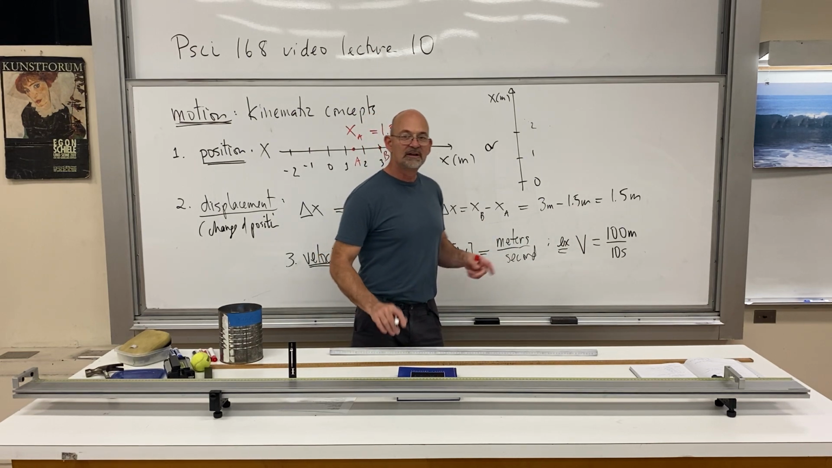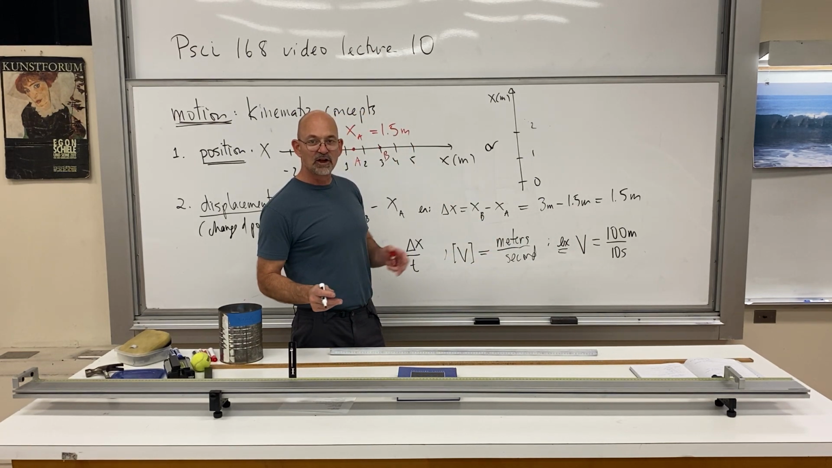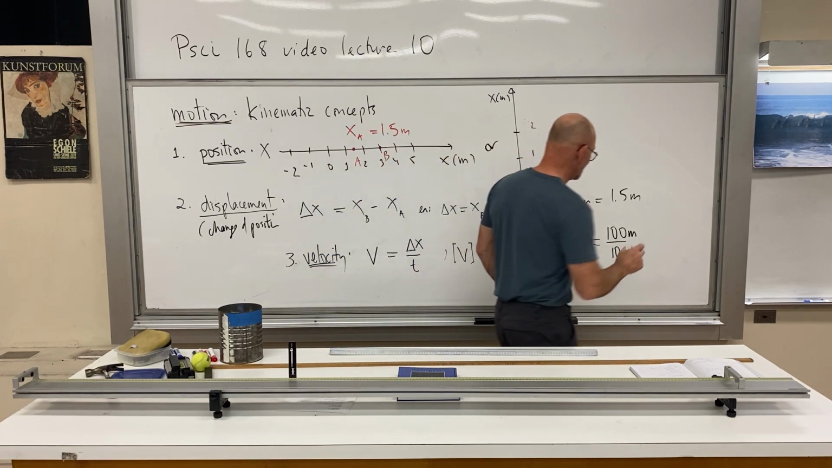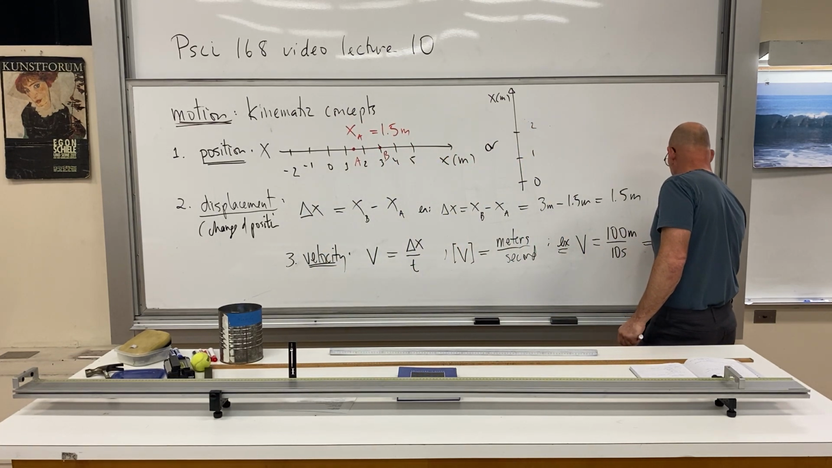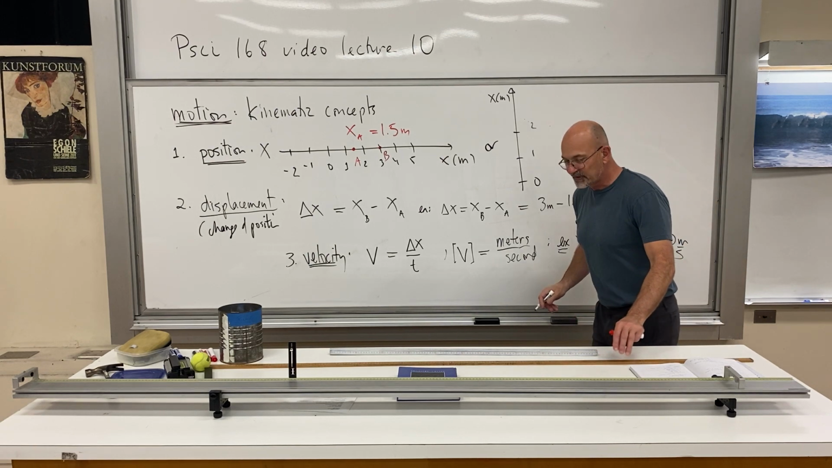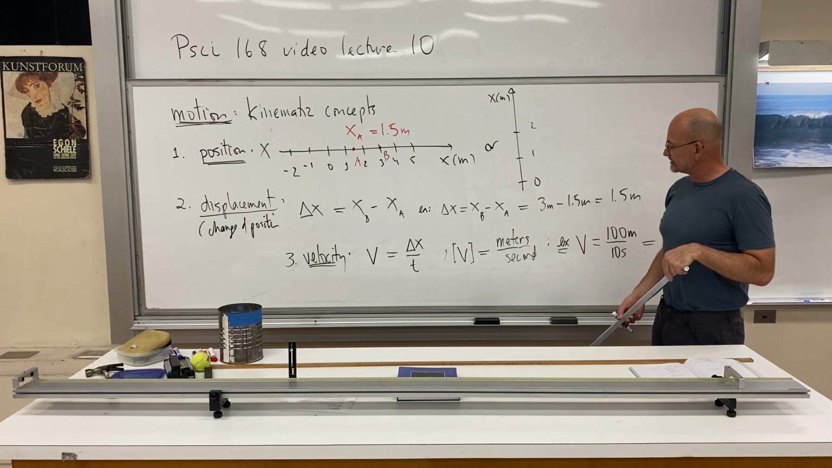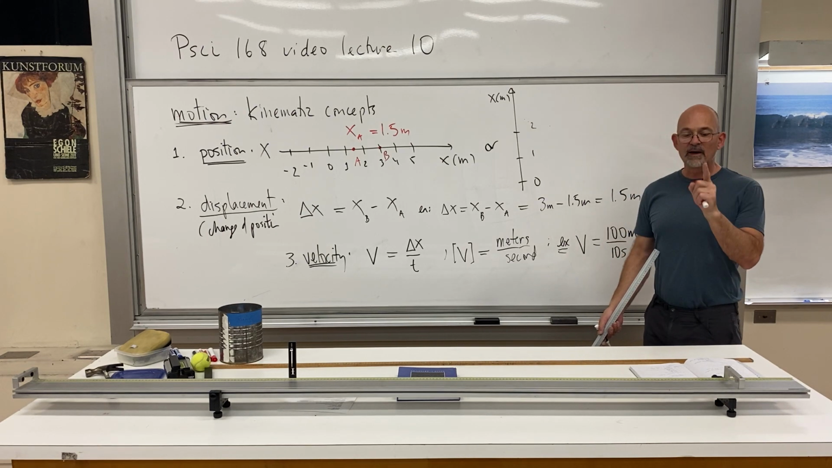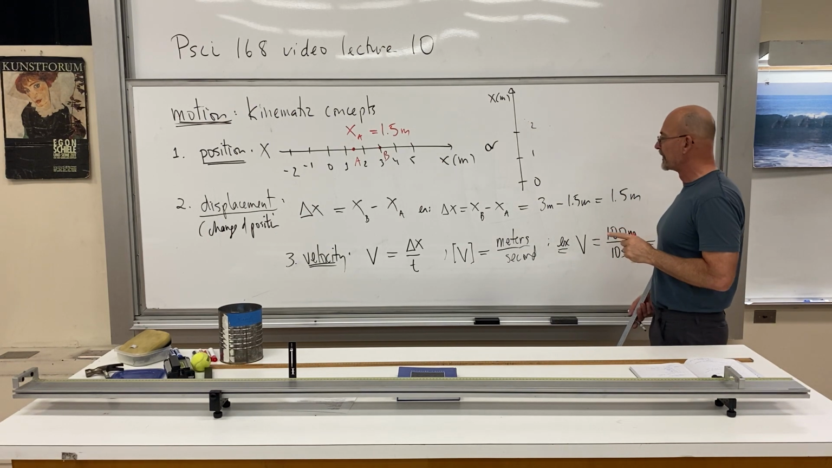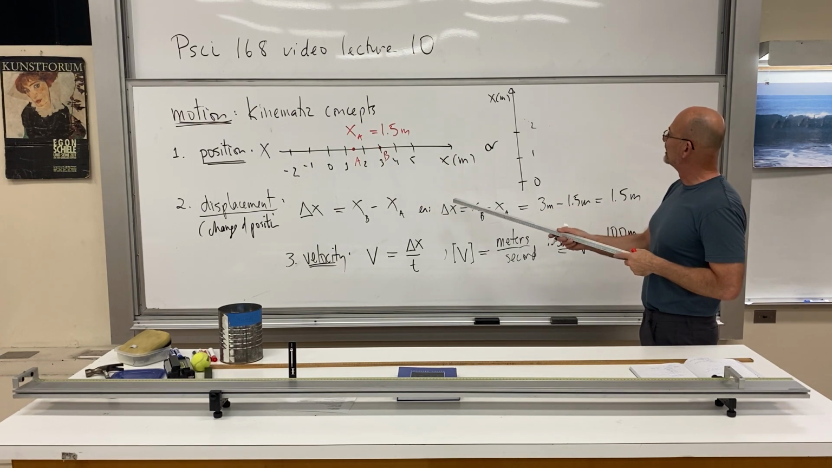So now you know 10 meters per second is the speed that a human being can run. Okay, 10 meters per second. So that's an example. So we have so far position, displacement, velocity. The list goes on, but it only goes on once more. So I'm going to erase these.